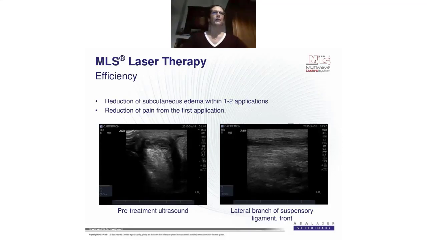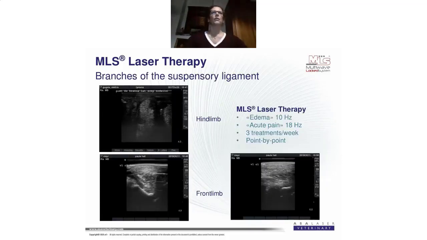Here an example. This was an acute lesion of the lateral branch of the suspensory ligament in a show jumper. He was already 14 or 15. There was a lot of edema, a lot of pain, and the reduction of pain was to see from the very first application. These are the pictures of the pre-treatment ultrasound. So the protocols I used were edema, acute pain, 3 treatments per week, point by point.